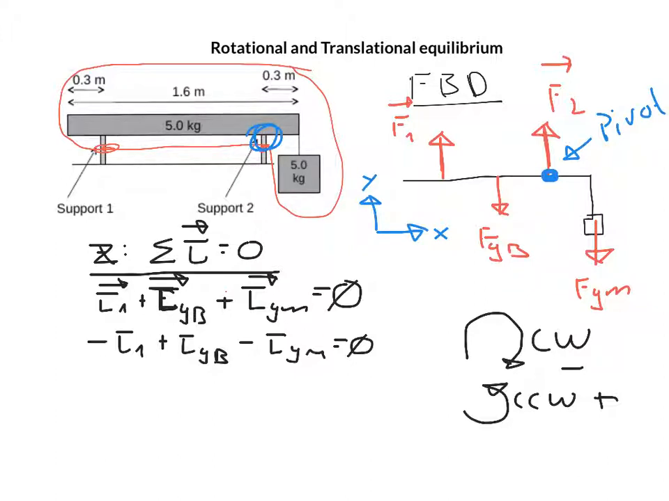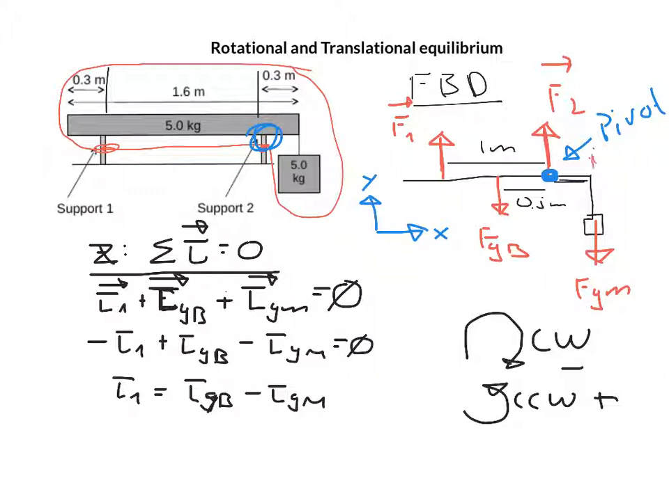And I'm solving this for torque 1. I'm simply bringing torque 1 to the other side, so torque 1 is equal to the torque of gravity by the beam minus the torque of gravity by the mass. And I'm plugging in my numbers. Given my dimensions here, I know that my force 1 is at the distance of 1 meter. My force of gravity of the beam is at the distance of 0.5 meters. For my other gravity, the shortest distance to the prolonged line of where the force is acting is 0.3 meters.